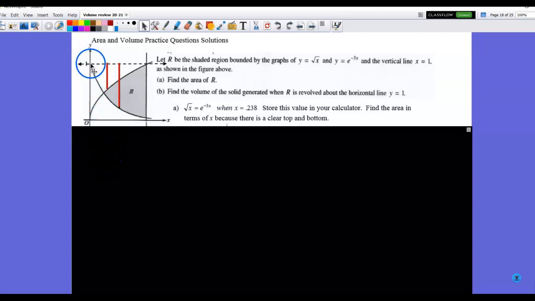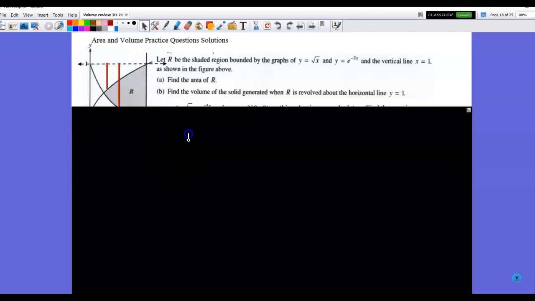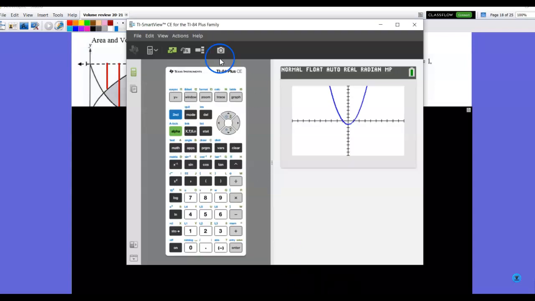So we can see that we have the graph of e to the negative 3x right here. We have the graph of y equals square root of x right here. And we have x equal to 1 right here. Now those 2 radii are what I drew in to do part B, but let's begin with part A. Part A indicates that we're to find the area of region R.